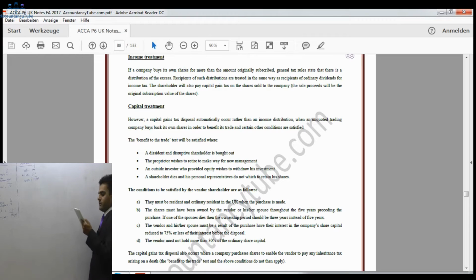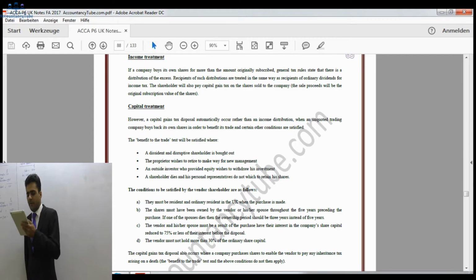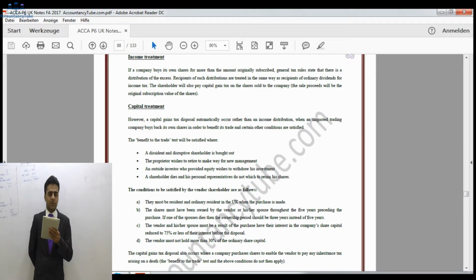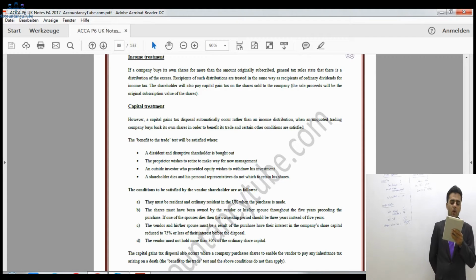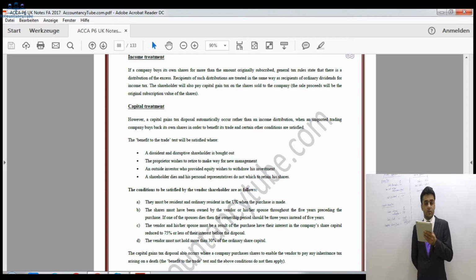Right, after that it says that the conditions to be satisfied by the vendor shareholder are as follows. So what are the other conditions for the shareholder? The one who sold the shares, there are certain conditions which he must fulfill. So what are those conditions? It says that they must be resident and ordinarily resident in the UK when the purchase was made.